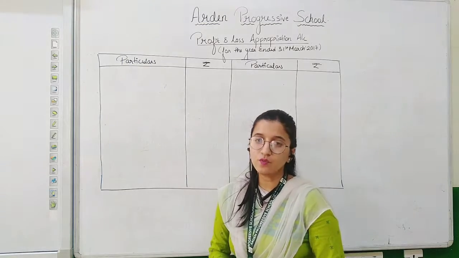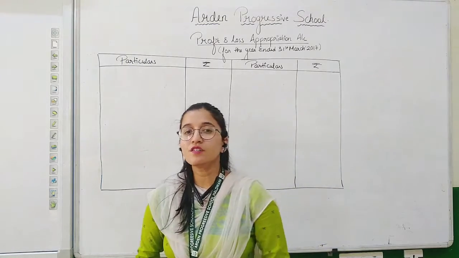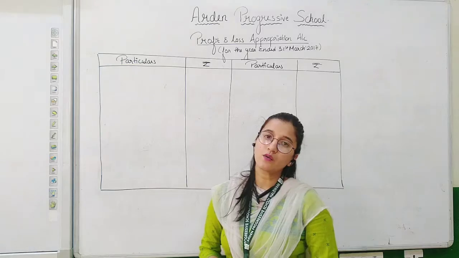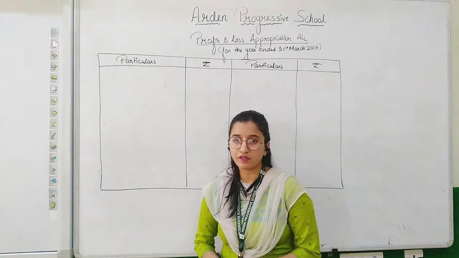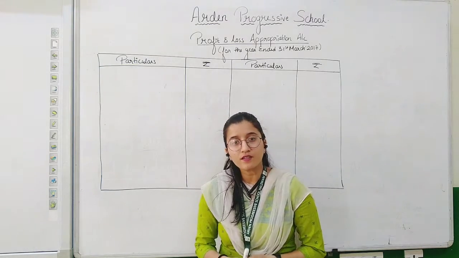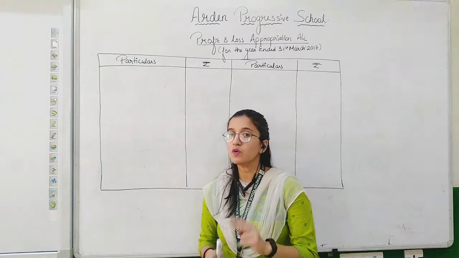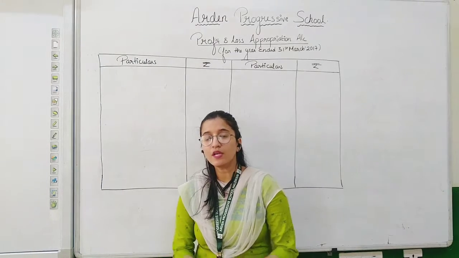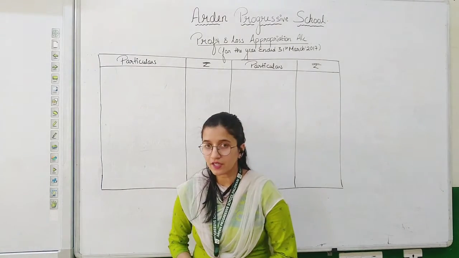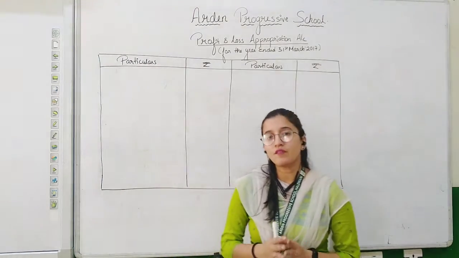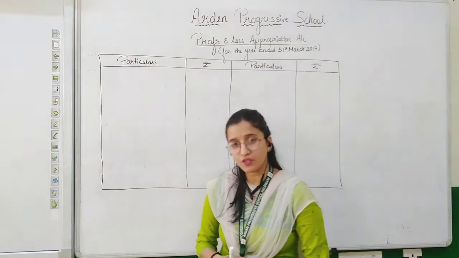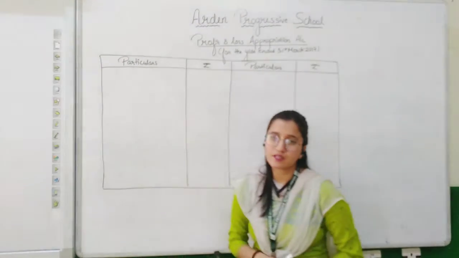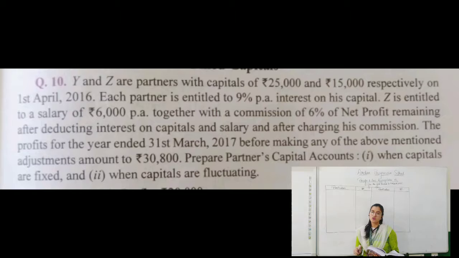Today in this session we will be discussing the first method of partners' capital account, which is the fixed capital method. As we have already discussed, in the fixed capital method there are two accounts to be maintained. First is the partners' capital account, second is the partners' current account. In the previous video we discussed the second method, which was the fluctuating method. So here we will be discussing the first method, and we will be solving the question based on the fixed capital method.